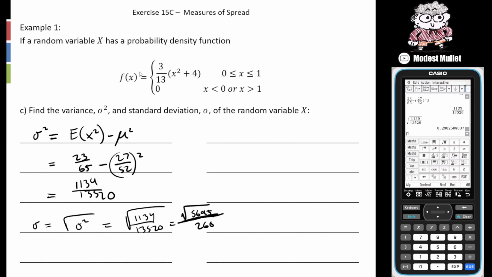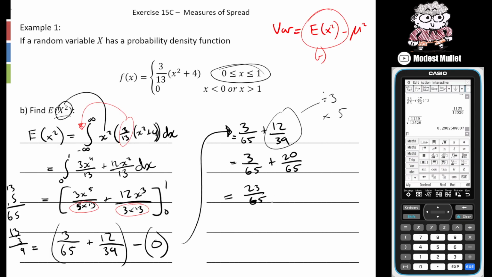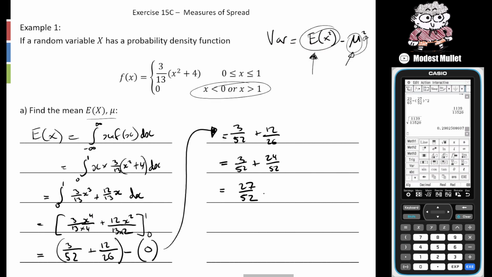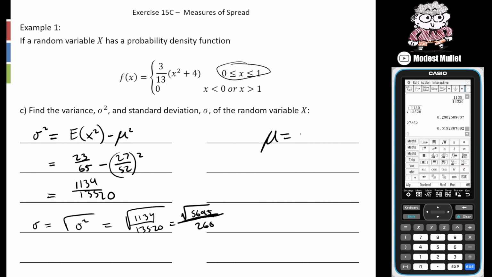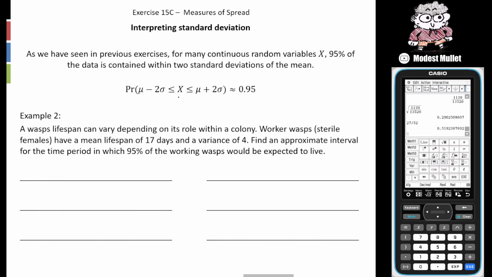So 0.29. So in our case, between this 0 and 1, we've found the expected value. So the expected value was, in this first bit, 27 on 52. Okay, so to sum up this problem, our mean is approximately 0.519 and our standard deviation is 0.29. So that tells us about our continuous distribution function for whatever this situation may be that is best estimated by that equation.